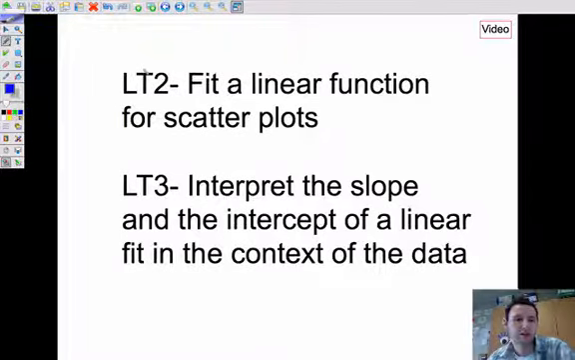Alright, in this video, we're going to go over learning targets 2 and 3. Learning target 2 is going to fit a linear function for scatter plots, and then learning target 3 is going to interpret the slope and intercept.